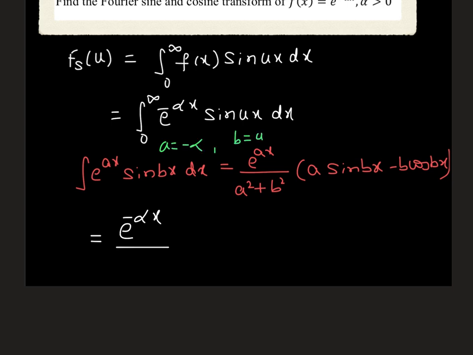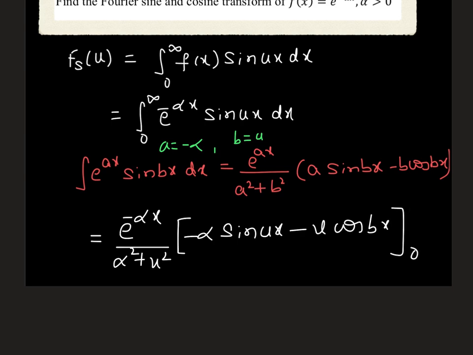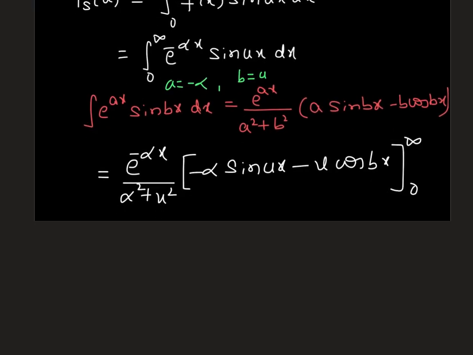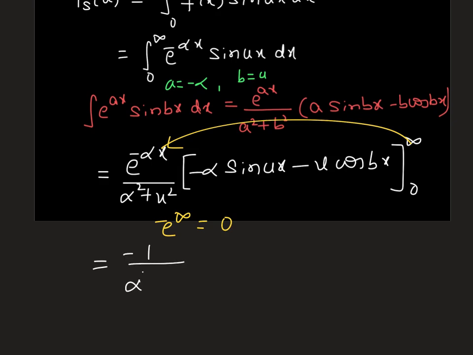So therefore we can write this as alpha square plus u square. A square plus b square becomes alpha square plus u square, and a is minus alpha, so minus alpha sin ux, b is u, so minus u cos ux. Apply the limit 0 to infinity. When you apply the upper limit, we get e power minus infinity, that is 0. Applying the lower limit, we get minus 1 over alpha square plus u square, because e power 0 is 1, and also sin 0 is 0, cos 0 is 1.